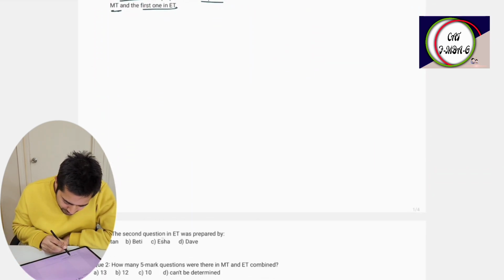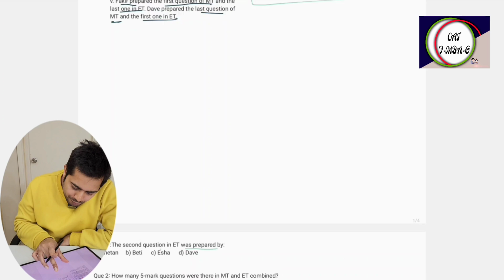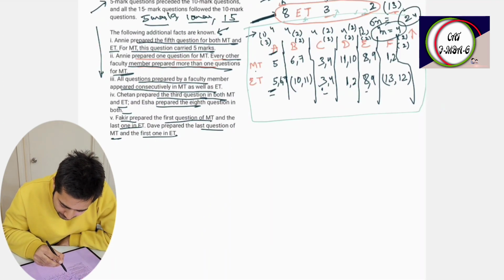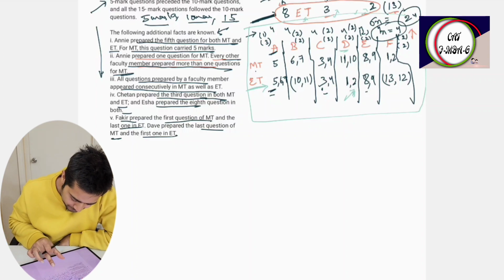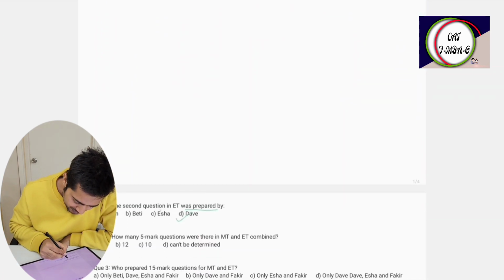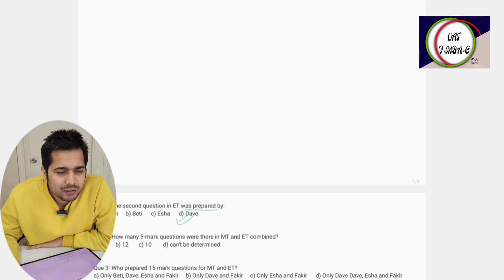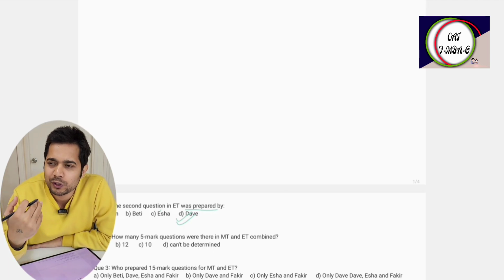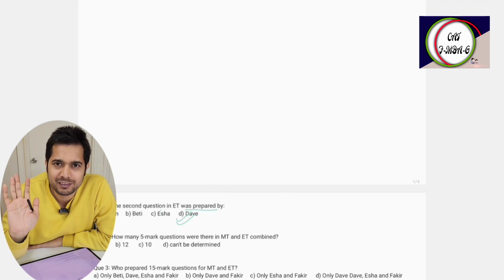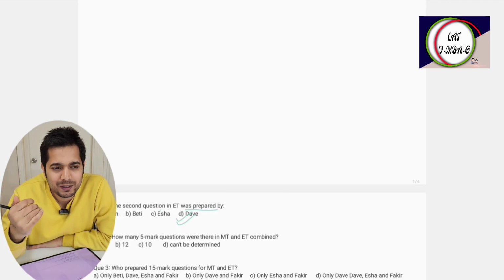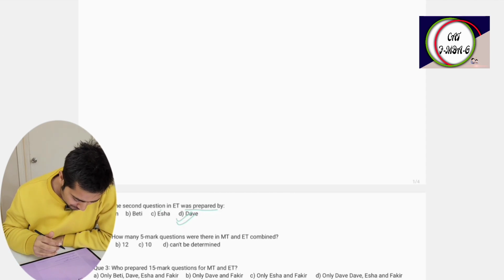The second question in the end term was prepared by? So we will just look at the table. In the end term, the second question is here. It is prepared by Dave. This is the right answer. Once you are able to form the table and complete it, you can answer all the questions within a minute. That is the beauty of these logical reasoning questions.